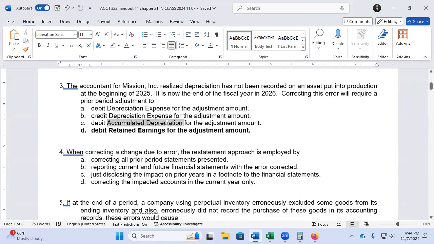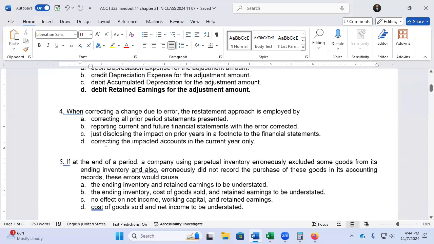We wouldn't debit accumulated depreciation, right? Because they didn't record it. That would be the case if we needed to, if they over-recorded it. When correcting a change due to an error, the restatement approach employed by, and so here we're looking at correcting all prior period statements presented.